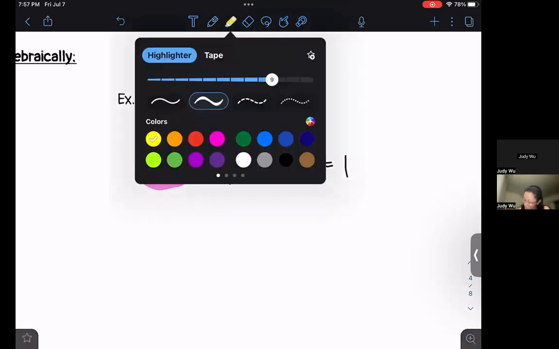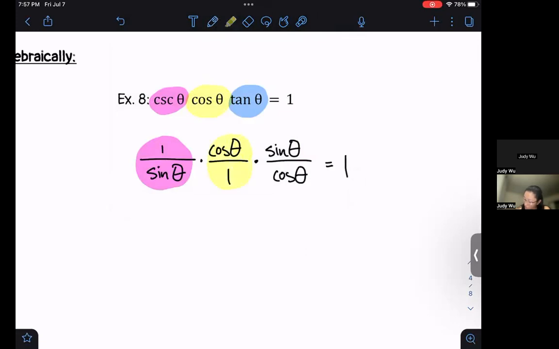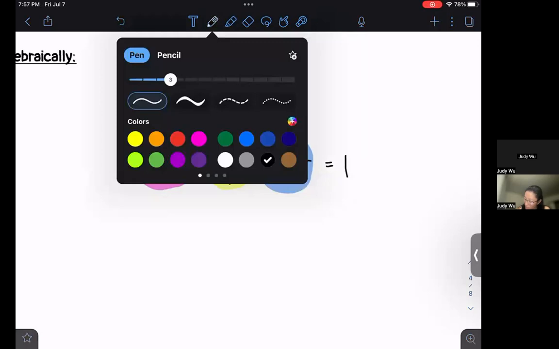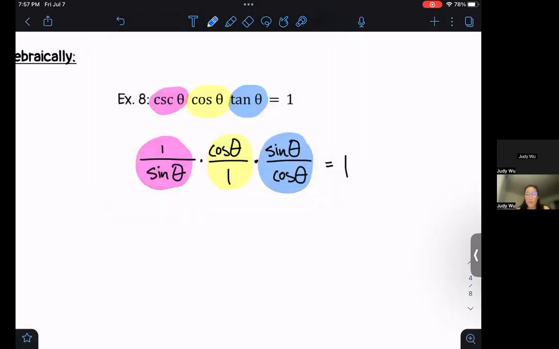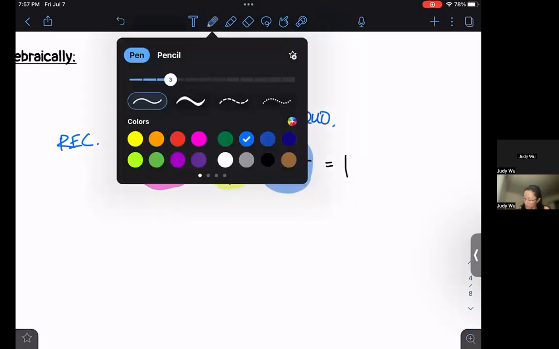All right. So I've got cosine theta here. I've got what used to be tangent here. But this so far is still not full credit. I need to make sure I annotate. This is my reciprocal. And this is my quotient. Okay. So reciprocal and quotient.